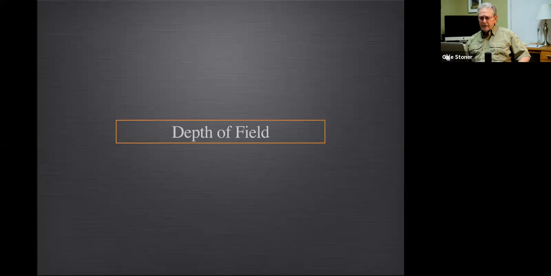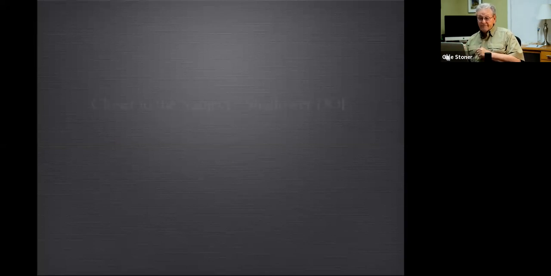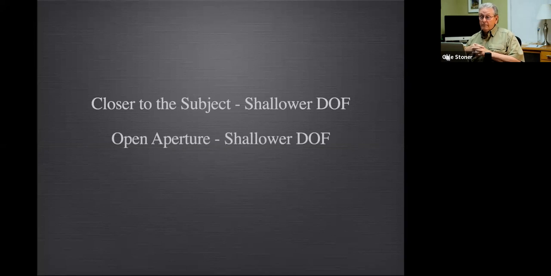And then again, let's talk about depth of field. Depth of field is created by your distance to the subject and the aperture that you're using. Both of those in combination. For example, the closer you get to the subject, the shallower depth of field you're going to have.